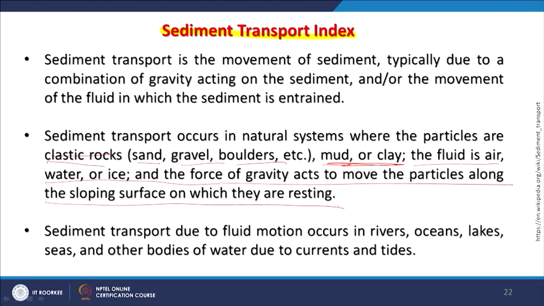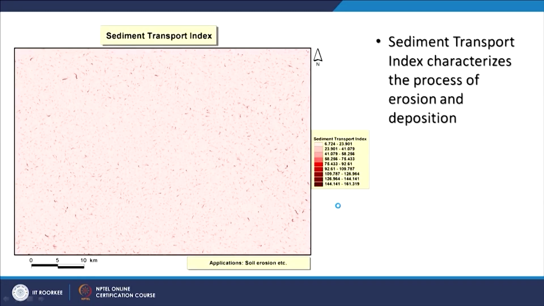Sediment transport due to fluid motion occurs in rivers, oceans, lakes, seas and other bodies of water due to current and tides. So, in almost all water bodies or at the margins of water bodies, this transport of sediments can be visualized. Now, in this sediment transport map, which is again from the same input digital elevation model, you are seeing here light colored areas showing the low index value, whereas the dark ones are showing high index value.